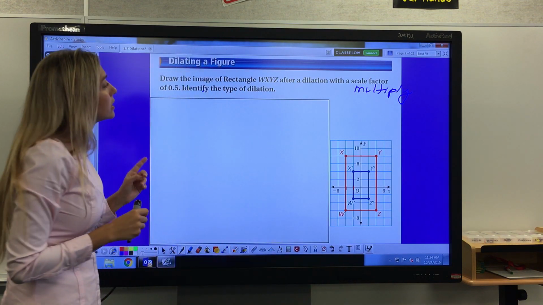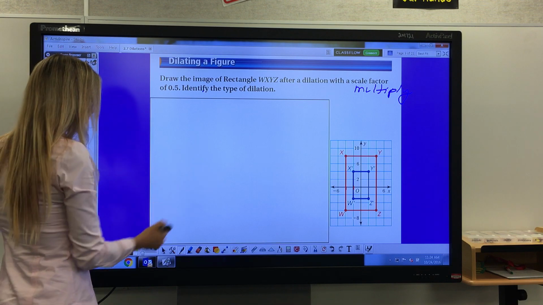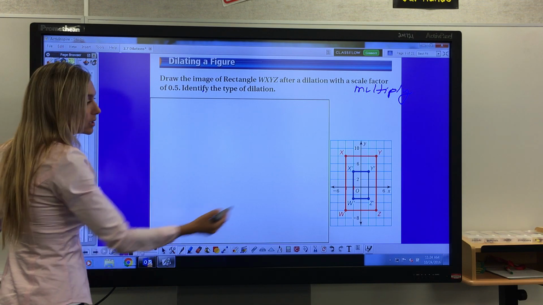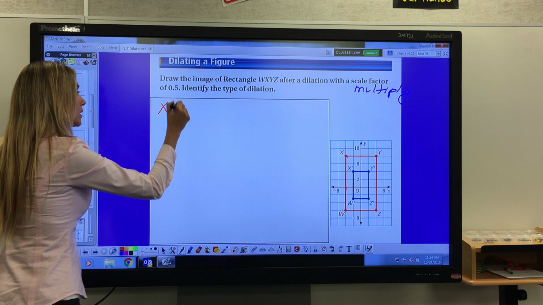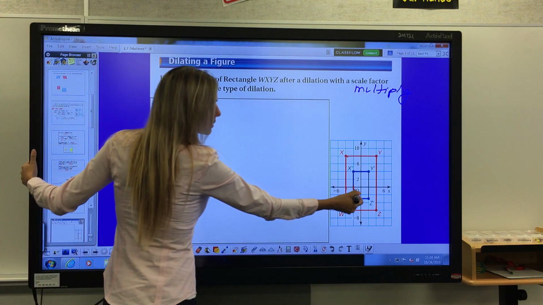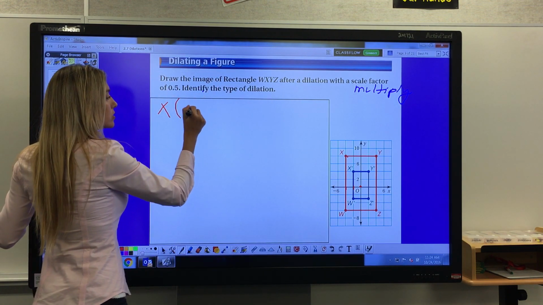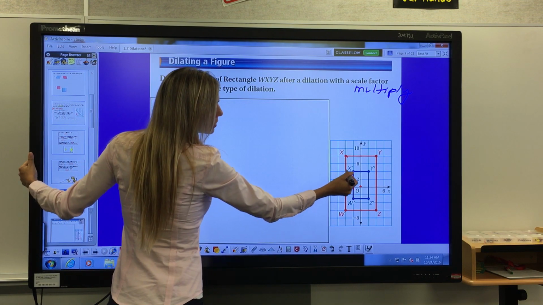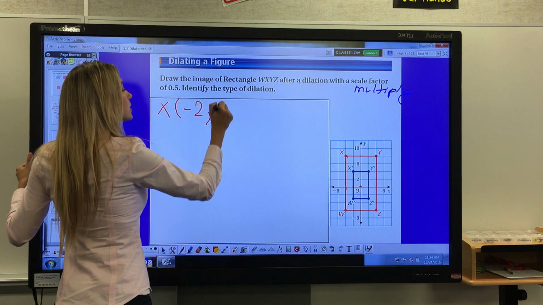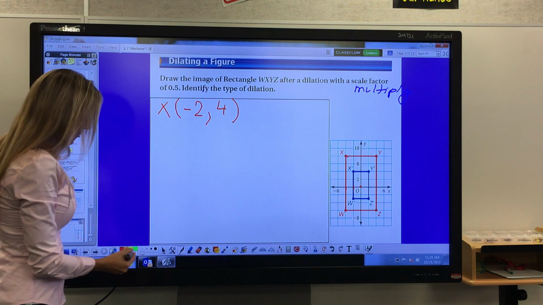So if somebody's going to tell me the scale factor is 0.5, I would like for you to look at the point x, and let's give me the coordinates for x. So coordinates for x, if I start on 0, is 1, 2 units to the left, so it's -2 on the x-axis, and 1, 2, 3, 4 units up on the y-axis. So these are the coordinates for point x.